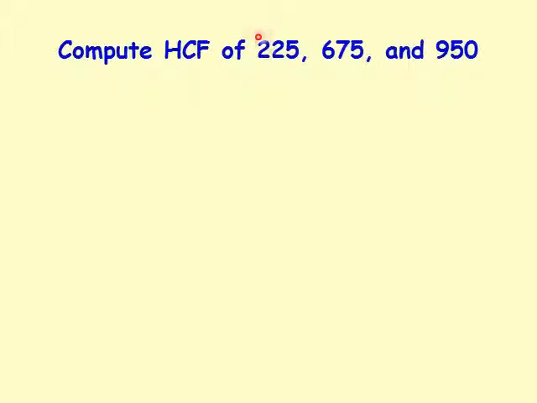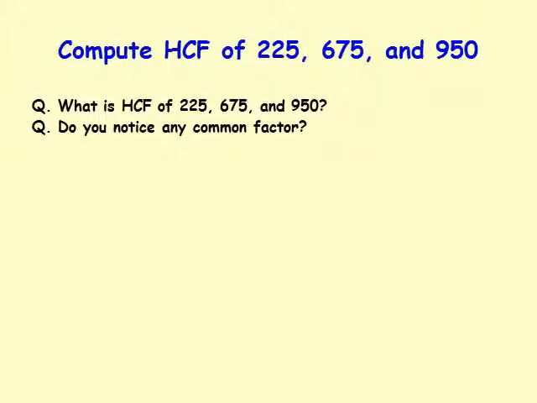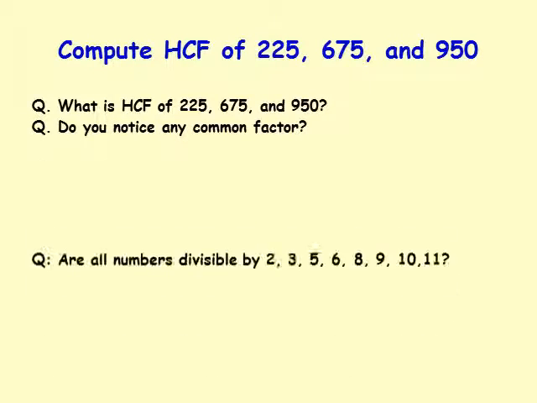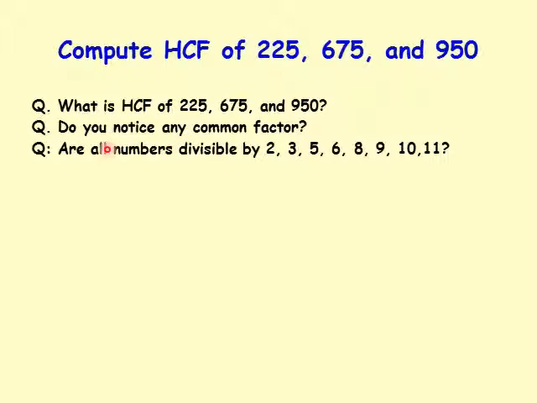Let's look at the HCF of 225, 675, and 950. Do you notice any common factor here? Are all these numbers divisible by 2, 3, 5, 6, 8, 9, 10, or 11? They're not even, so they're not divisible by 2.